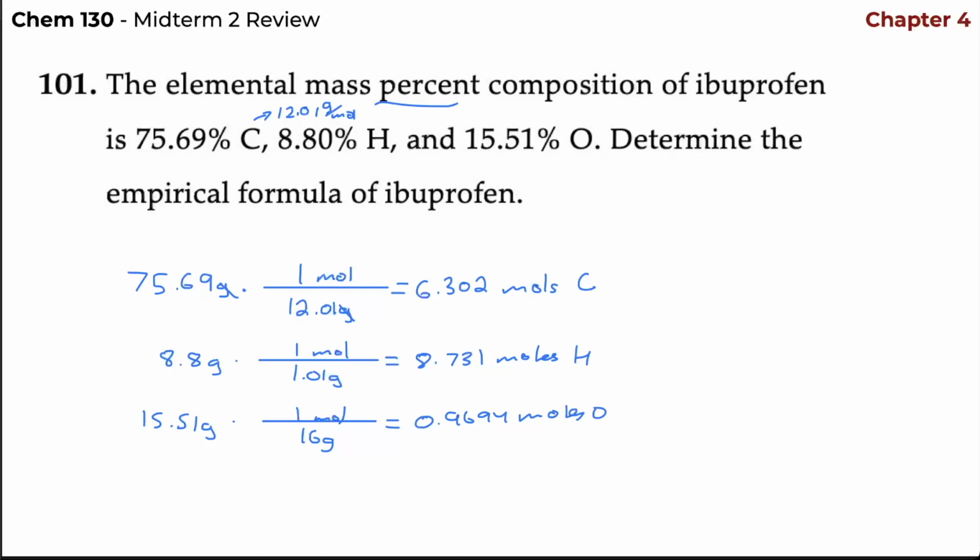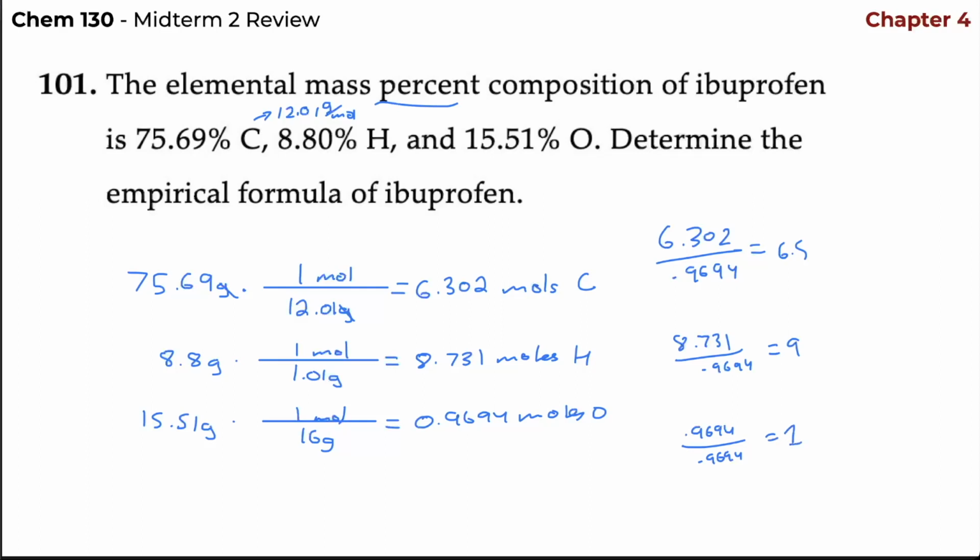Now we have all the moles, so remember the next step is to divide them by the smallest one here. The smallest one is going to be oxygen, so we're going to do 6.302 over 0.9694, right? And do 8.731 over 0.9694, and then just as a formality, we're gonna do this itself over itself, right? And this is equal to 6.5. This one is gonna be 9, and this one's obviously gonna be 1, right?